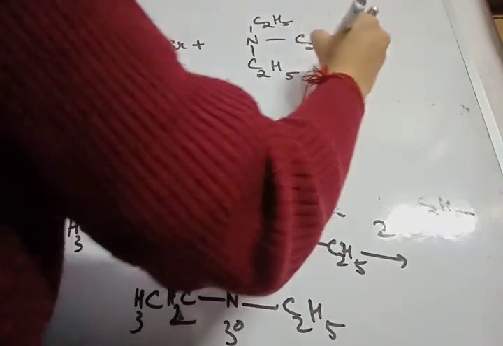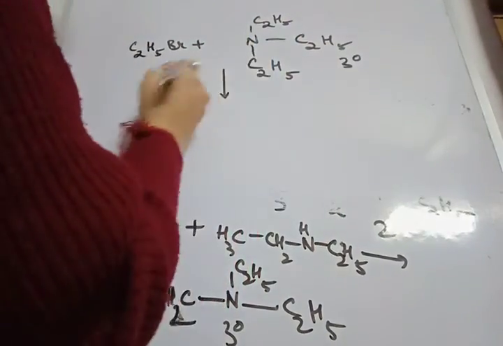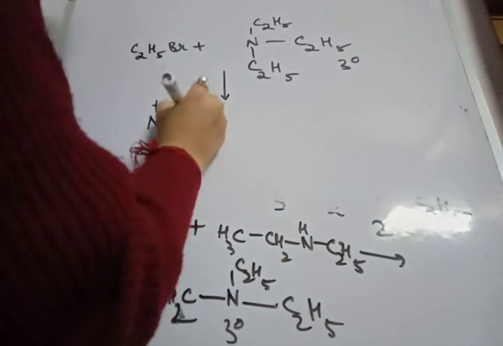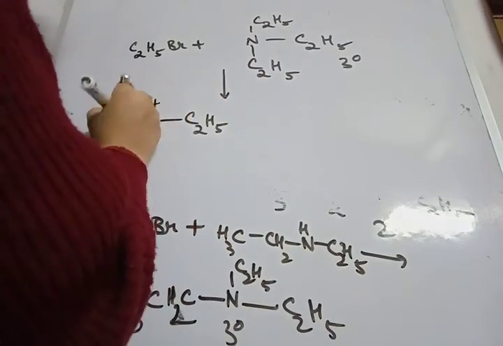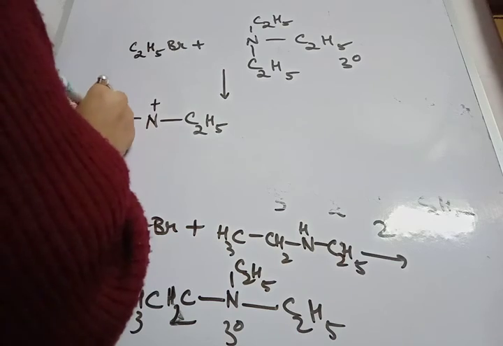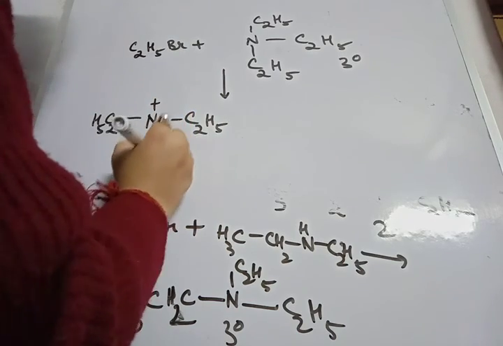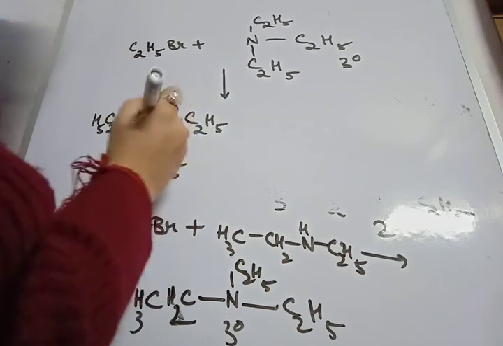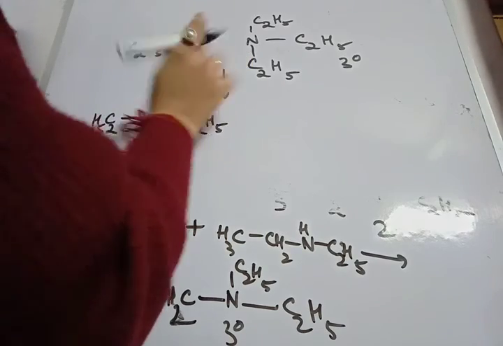This is 3 degree amine. Further reacts with alkyl halide to give you what? Quaternary ammonium salt. Quaternary means when nitrogen's valence is complete, it has a positive charge. C2H5, and here also C2H5.